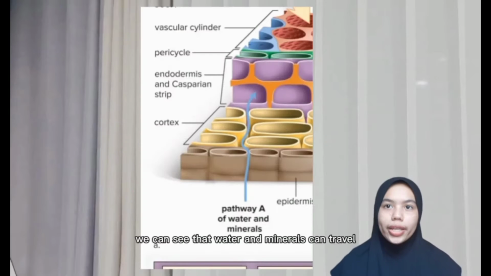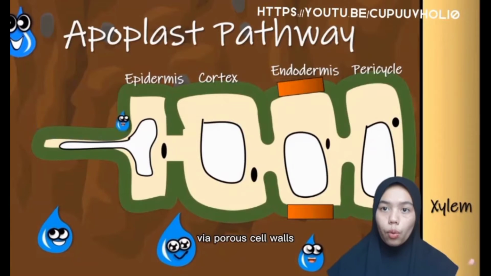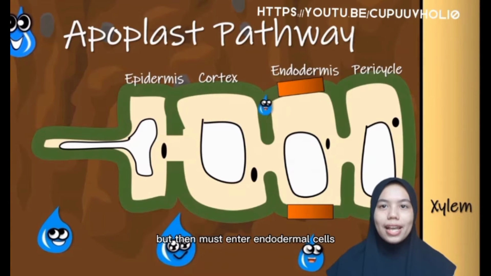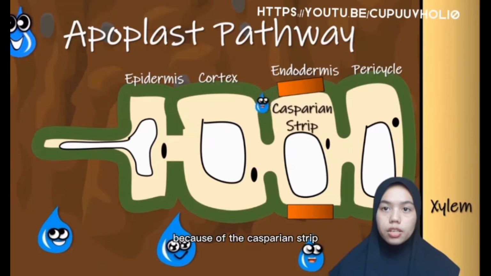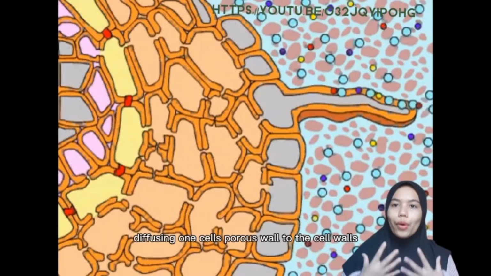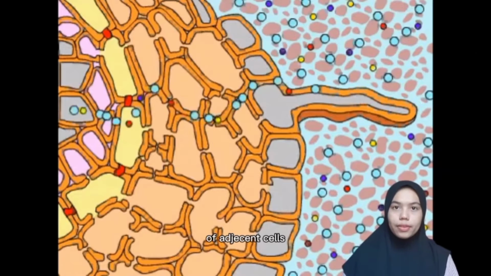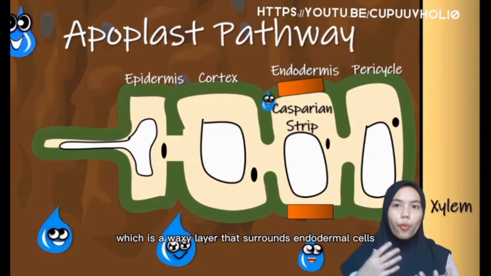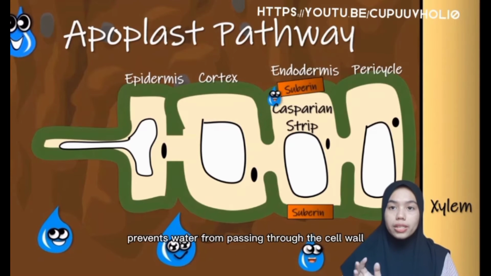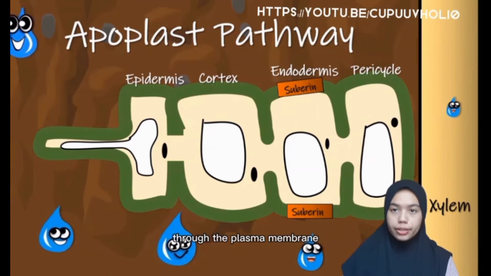From the diagram, we can see that water and minerals can travel via porous cell walls, but then must enter endodermal cells because of the Casparian strip. Water flows between cells, diffusing from one cell's porous wall to the cell walls of adjacent cells. The Casparian strip, which is a waxy layer that surrounds endodermal cells, prevents water from passing through the cell wall. Hence, water is pushed into endodermal cells through the plasma membrane.